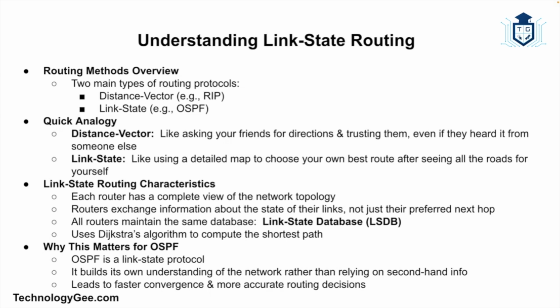Now, before we dive deeper into OSPF's inner workings, we need to get a handle on link state routing versus distance vector routing. So here's a quick analogy. Distance vector routing, like the RIP protocol, is like asking your friend for directions and trusting what they say, even if they got the information from somebody else. A link state routing protocol like OSPF is more like looking at a detailed map yourself, then deciding the best route based upon what you see. So basically, OSPF doesn't just take someone else's word for it. Each router builds its own map of the network using something called a link state database, or an LSDB.